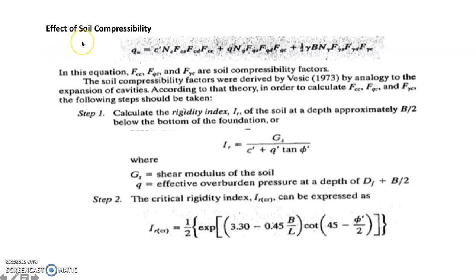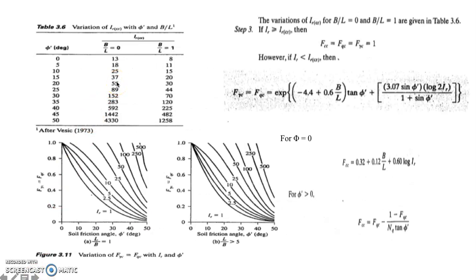For the effect of soil compressibility, you make use of the formula introduced by Meyerhoff, with a modification because there is an additional introduction, which is the soil compressibility factors. To get the soil compressibility factors, you just have to follow this procedure. You can also make use of these figures for the variation of the soil compressibility factors.